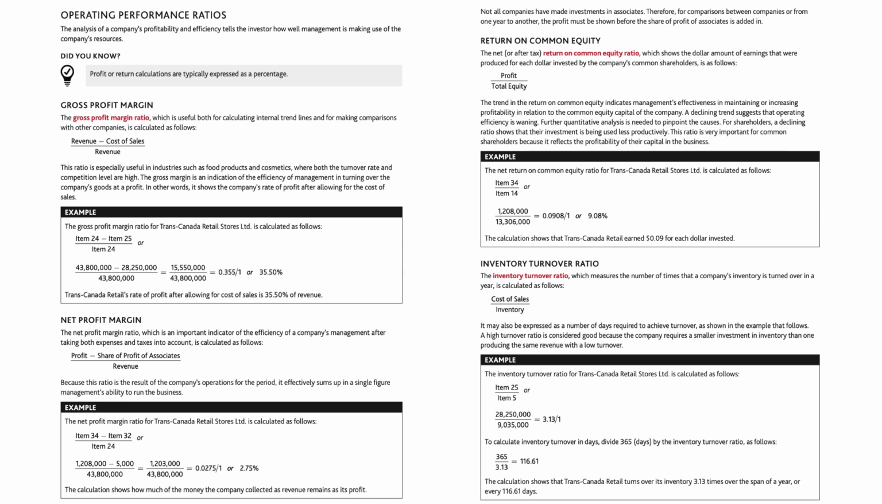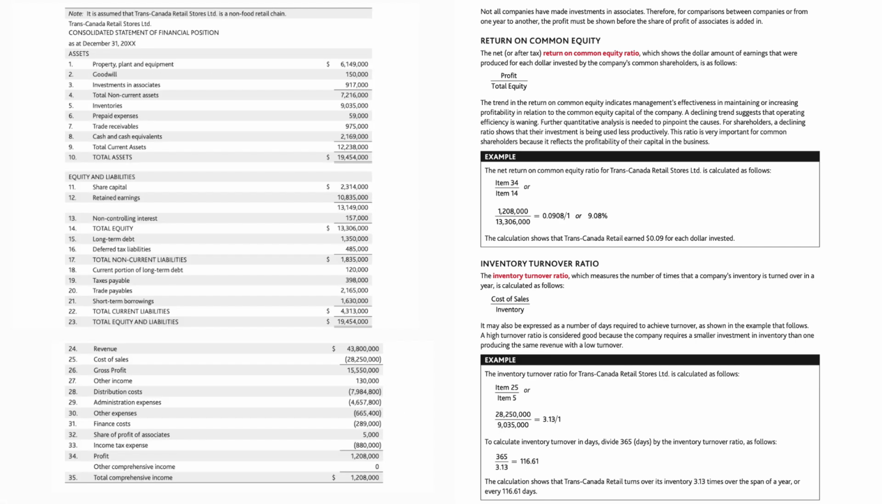Here's an example. The net return on common equity ratio for TransCanada Retail is calculated as follows. Item 34 divided by item 14, which is 9.08%. The calculation shows that TransCanada Retail earned 9 cents for each dollar invested.